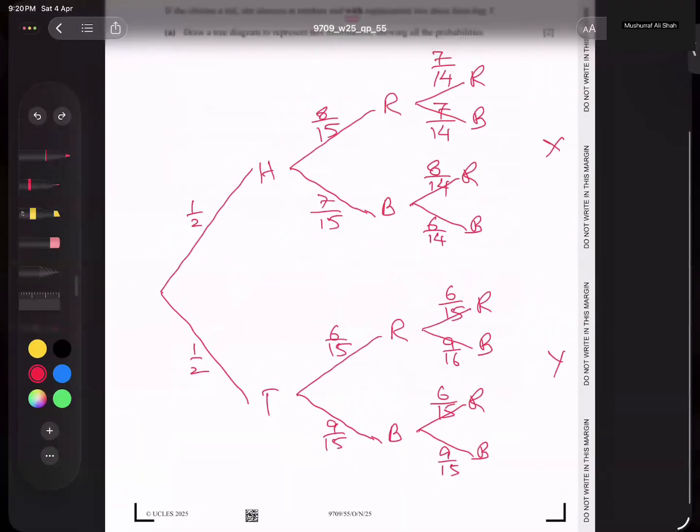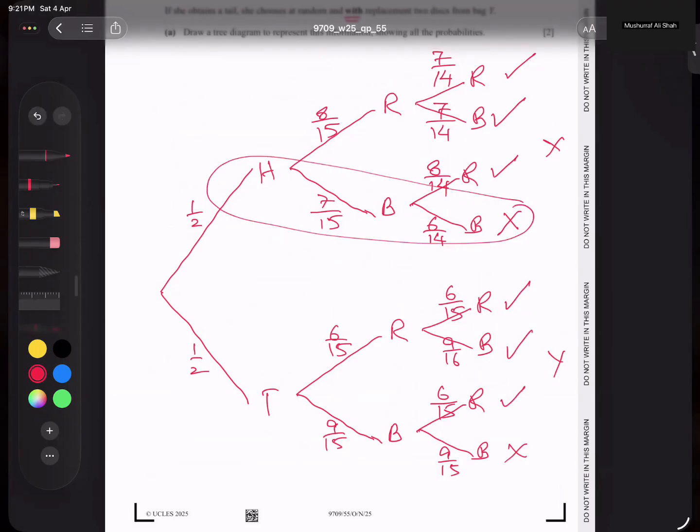So at least 1 red. So this branch is required. I put a tick mark. This at least 1 red is required. Tick mark, but this cross. Tick mark, tick mark, tick mark, and cross. So why should I waste my time in finding all branches? Why not find this one, and subtract from 1?